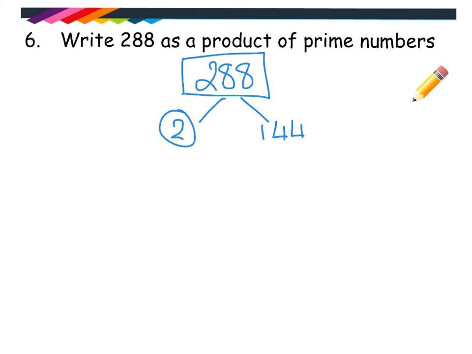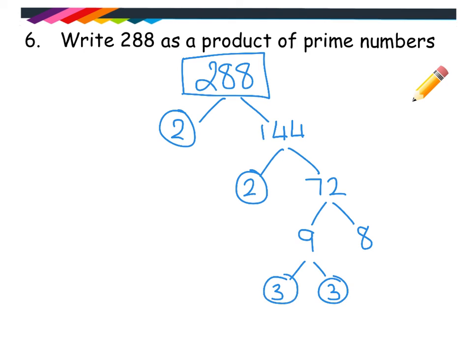Right, what goes into 144? If in doubt, why not use 2 again? So that would be 2, which is prime. And half of 144 is 72. Numbers that go into 72. What about 9 and 8? Neither of them are prime. 9 would then be 3 and 3, both prime. 8 would be 2 and 4. Oh my goodness. The 2 is prime, but the 4 isn't. And then the 4 would be 2 times 2.